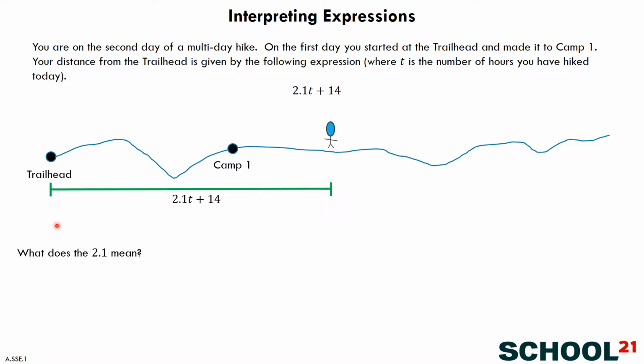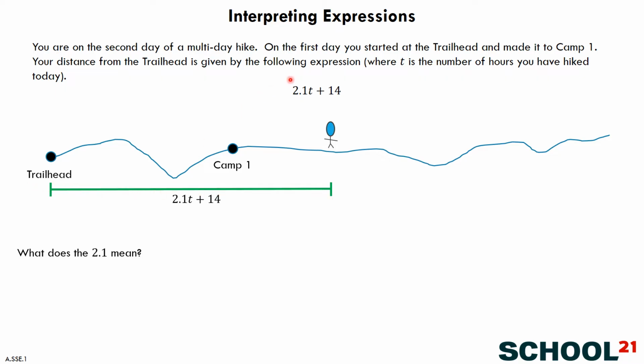What does the 2.1 mean? This might be the trickiest, hardest question of them all. We'll do it first though. So we have to think, in this expression, 2.1t plus 14, what is that 2.1? Well, what's the t? What is the t telling us? The number of hours you hiked. Okay, good. So it's the number of hours, and I'm multiplying this 2.1 times the number of hours to get part of the distance, right?